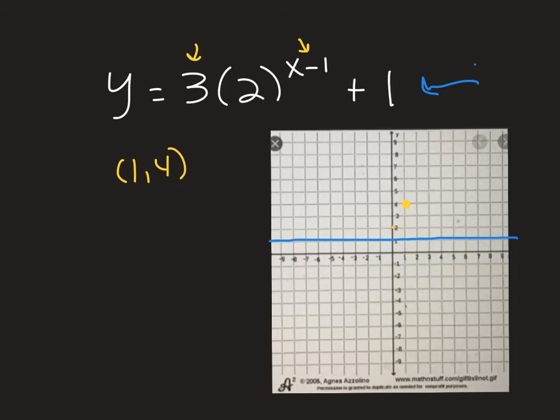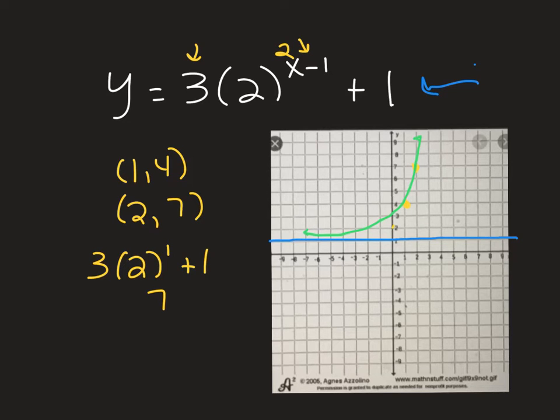To get your second point, I'm going to go 1 to the right, which is going to put me at 2. So I'm going 1 to the right of that point, which puts me at 2. So that means I'm going to put a 2 right there for my x. And if I put a 2 for my x, that gives me 3 times 2 to the, it's always going to be the first power, plus 1. All right, 3 times 2 is 6. 6 plus 1 is 7. So my second point is 2, 7. Going to connect those real quick like this, I hope. Yep. And there's the graph. All right, that's how you graph exponential.